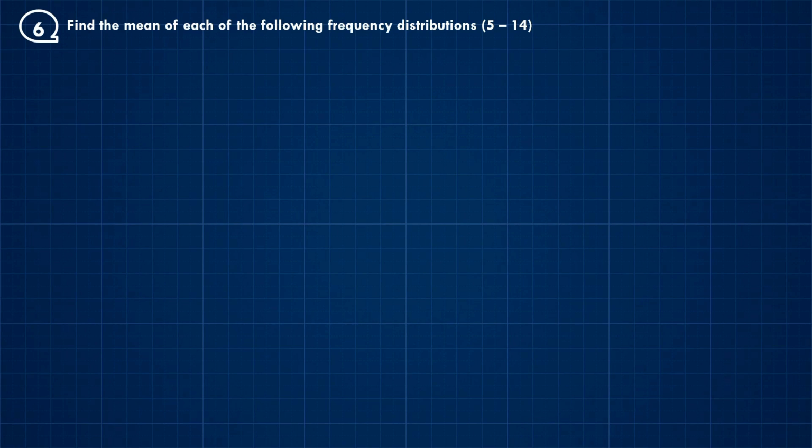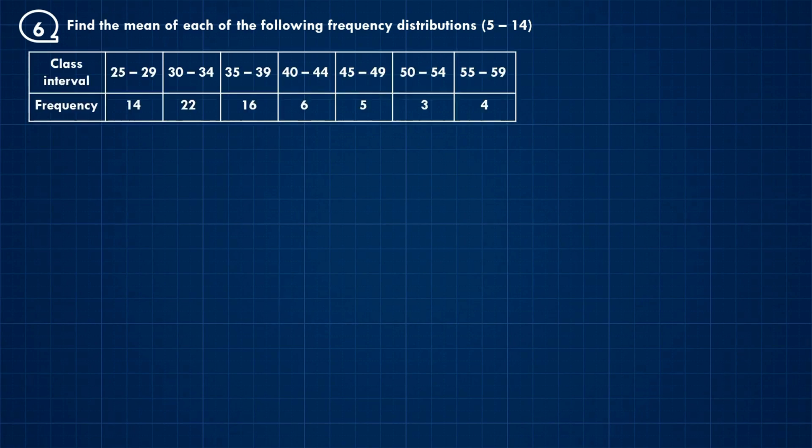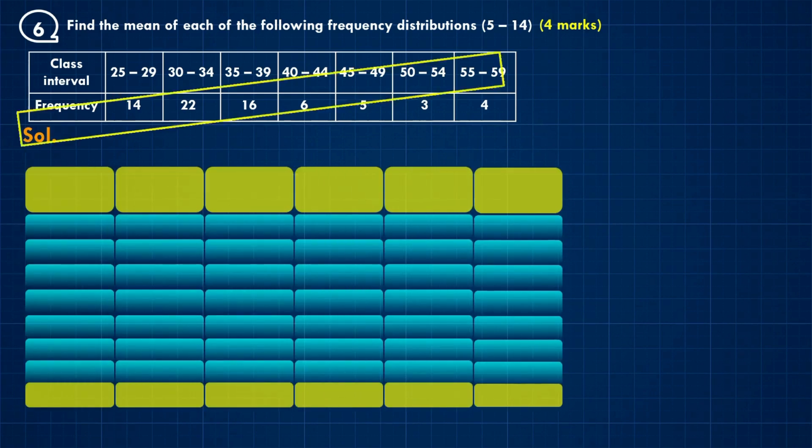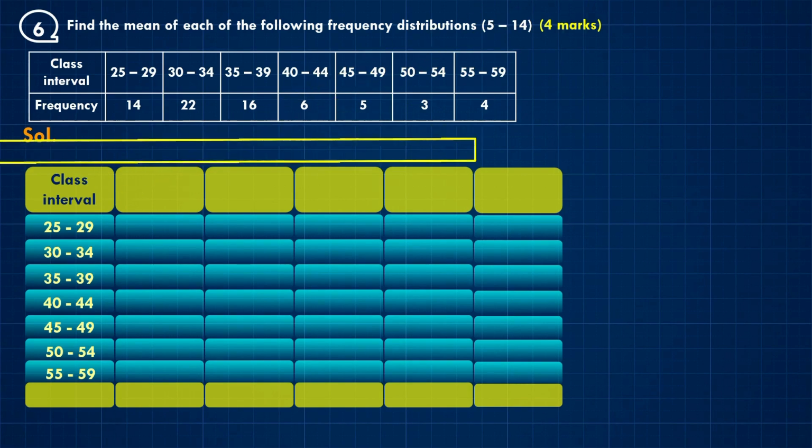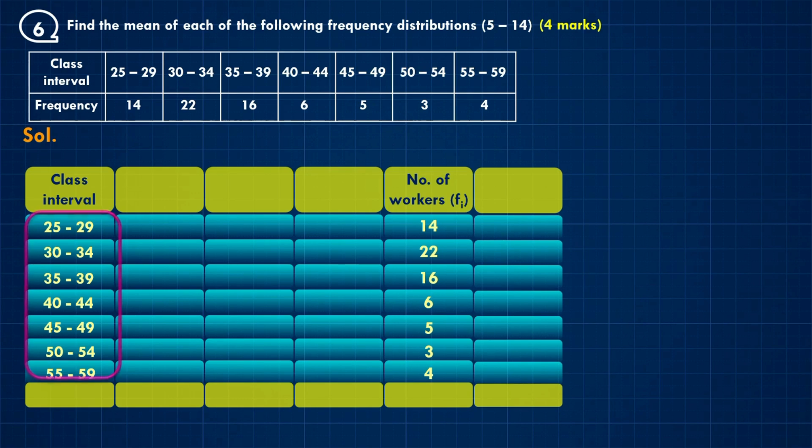Now let's move to the next problem. Find the mean of each of the following frequency distributions. The class interval is given, and the frequency is also given. This is a 4 marks question. So let's make the table, class interval, and we put the frequency. Now calculate the class width, that is the difference of lower limits of the subsequent class intervals. Now calculate the class mark, lower limit plus upper limit by 2. Then keep on adding the class width.